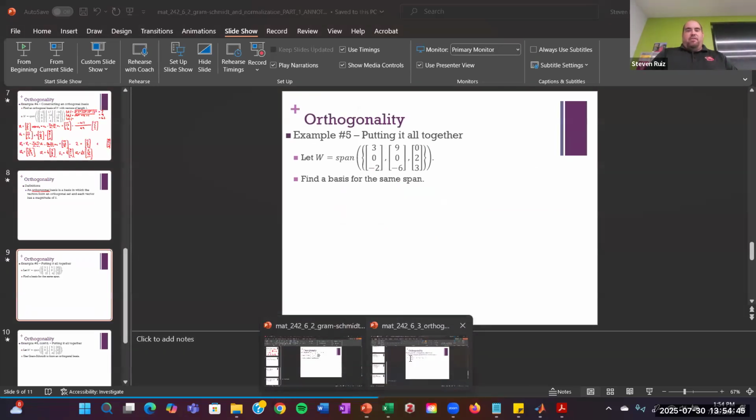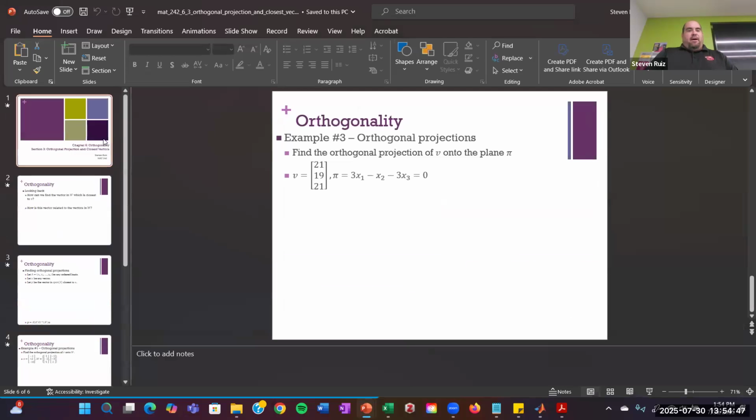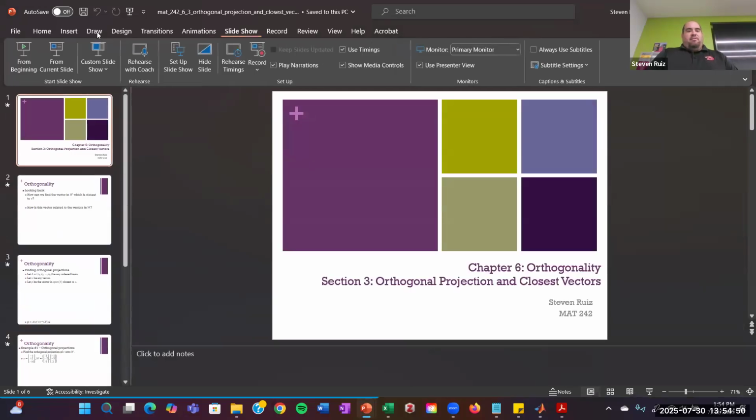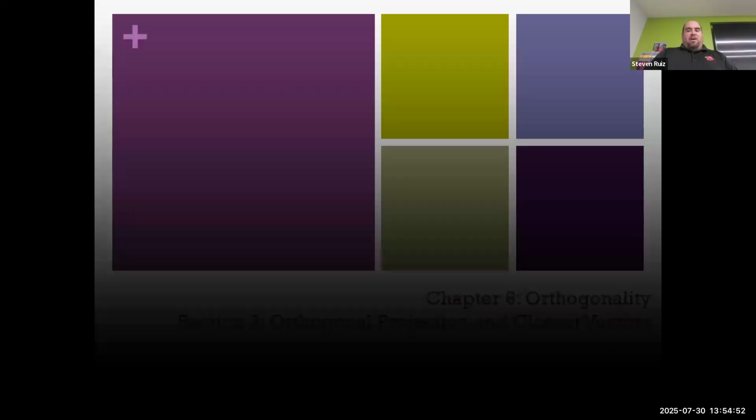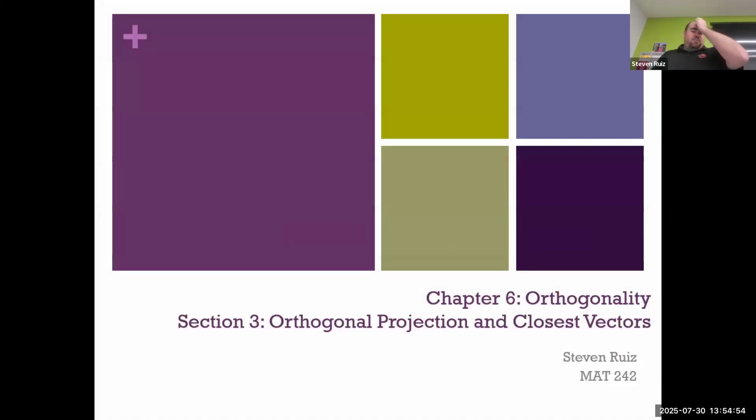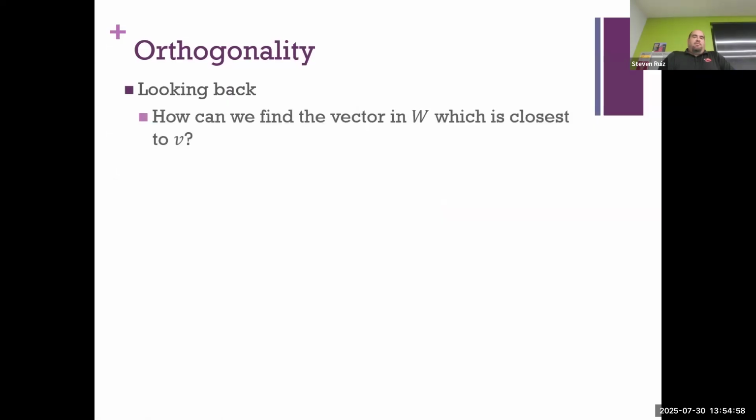Okay, so moving on to 6.3, which is essentially an alternate way to find orthogonal projections. So, a question I've asked a couple times now in a couple different sections.